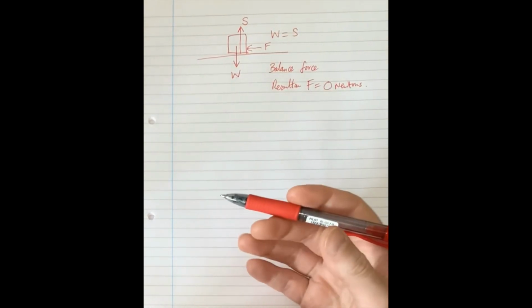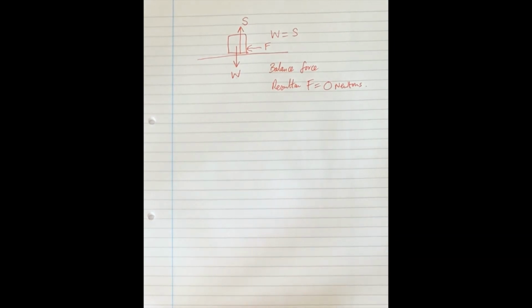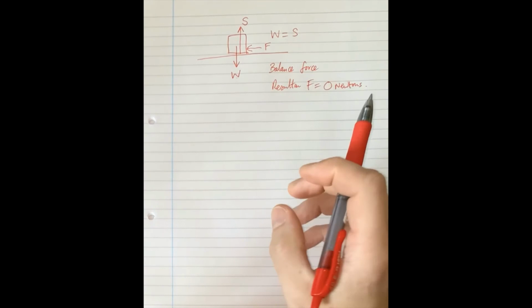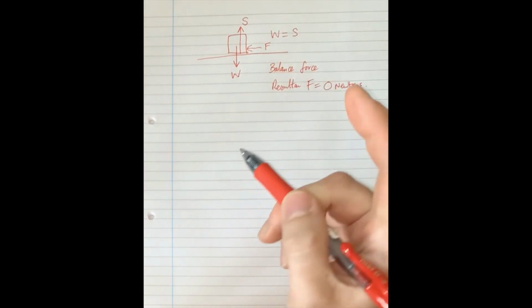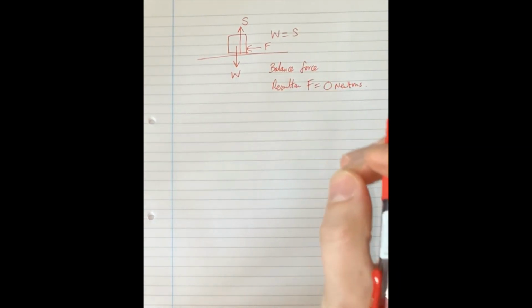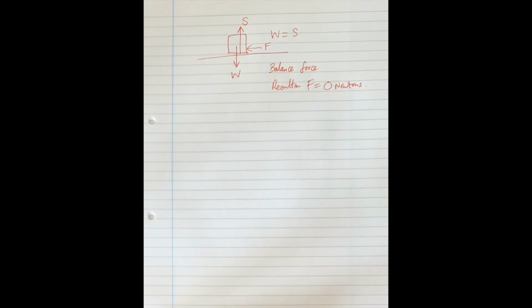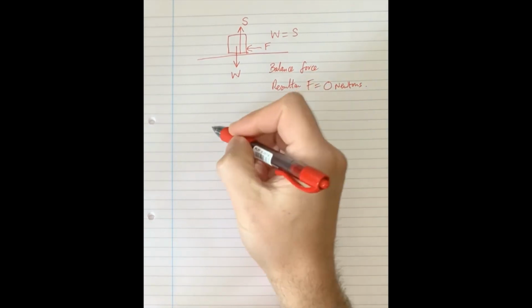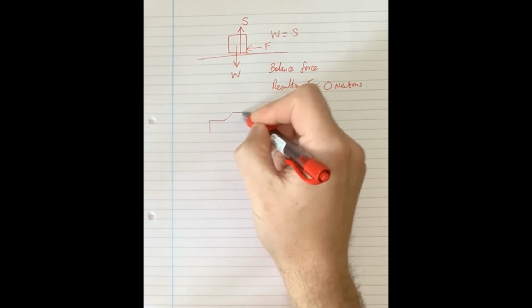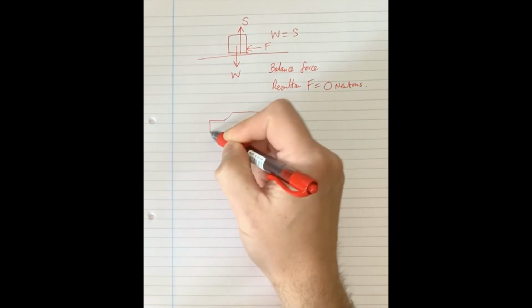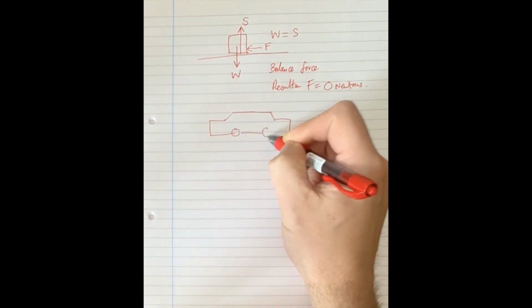Okay, and that brings us on to our second point, describing the effects of a non-zero force. This was for a stationary box that we're getting to move. However, the conceptually difficult thing to get your head around is when you have an object that is moving at constant velocity.